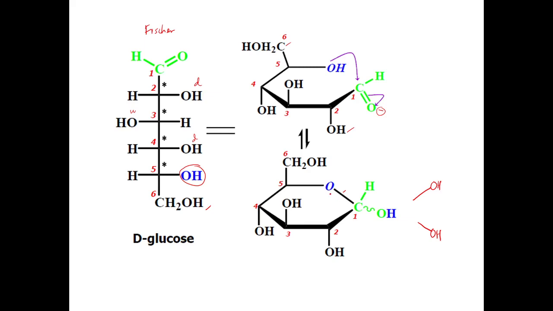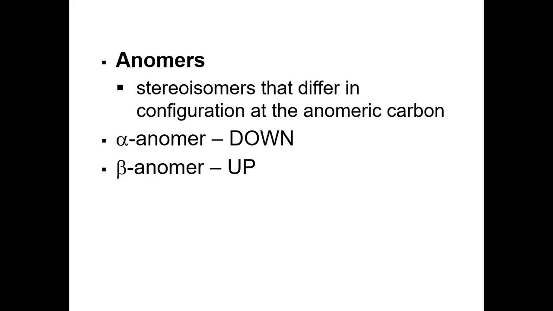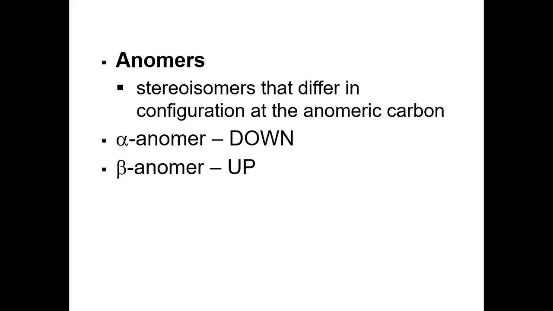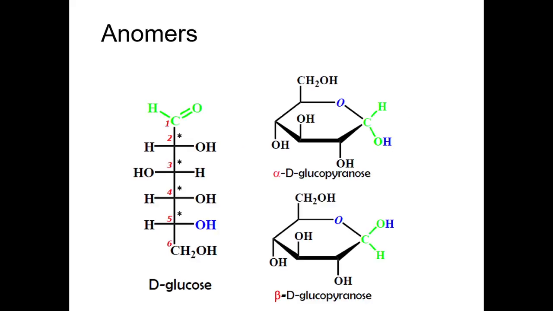So, yung sinasabi ko sa inyo kanina na pag yung OH ay nasa taas, then we call this your beta. And then, kapag nasa baba naman yung OH, nasa baba, ganyan, this will become your alpha anomer. So, ang tandaan nyo dito is beta up, alpha down. Okay? Beta up, alpha down. Okay? So, ito yung sinasabi ko sa inyo kanina.